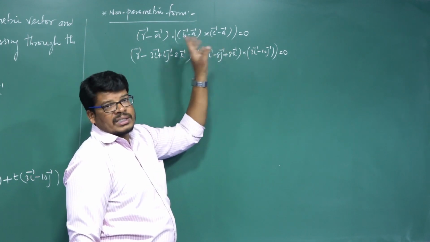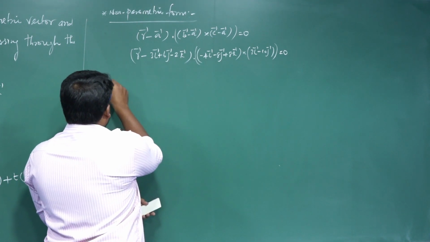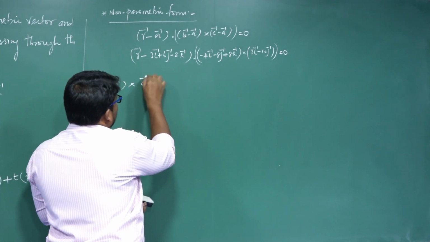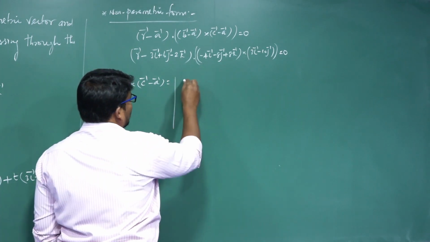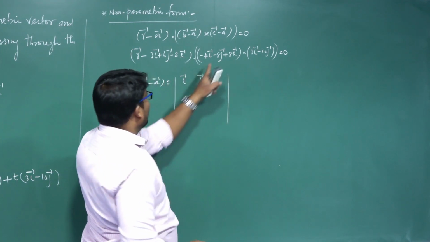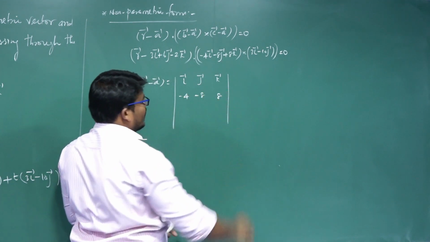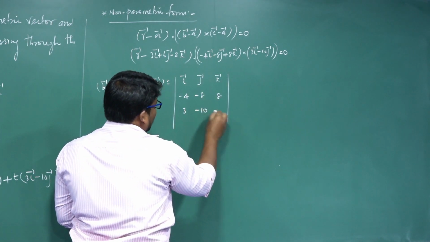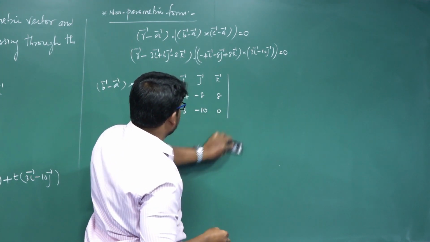Therefore, the vector product of two vectors by using determinant form. (b vector minus a vector) cross (c vector minus a vector) equals the determinant of i vector, j vector and k vector. The components of b minus a are minus 4, minus 8, plus 8, and the components of c minus a are 3, minus 10 and 0. The component of k is 0.